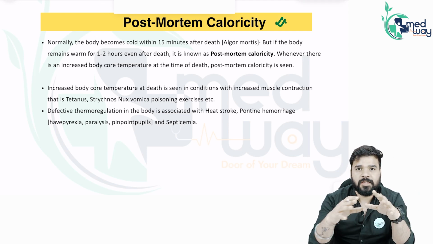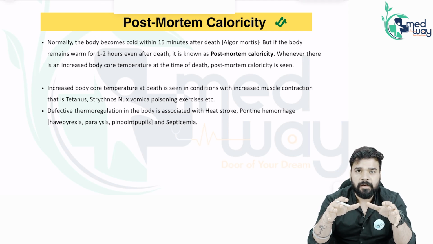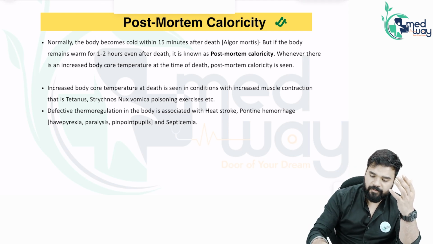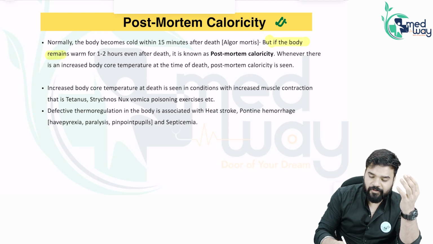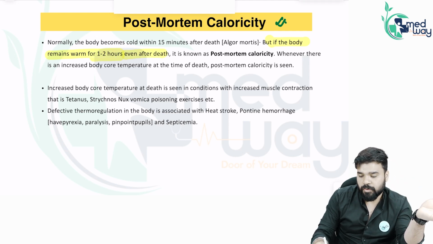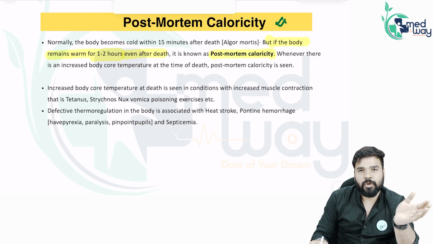Normally, what happens just after death, within 15 minutes, the body starts to cool. Okay. Means algor mortis will set in. But if the body remains warm for 1 to 2 hours even after death, this phenomenon is known as postmortem caloricity. Normally, the body will cool after death, but if it remains warm even after 1 to 2 hours of death, this is known as postmortem caloricity.